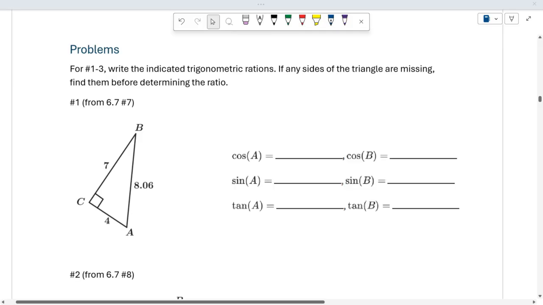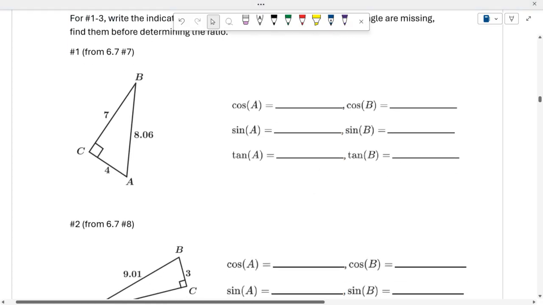We'll go ahead and get started with question number 1. Questions 1 through 2, not 1 through 3. For numbers 1 through 2, write the indicated trig ratios. If any sides of the triangle are missing, find them before determining the ratio. So, number 1. In this problem, we are given all three sides, so we do not need to find any of the missing sides. We can just jump right into finding these ratios.